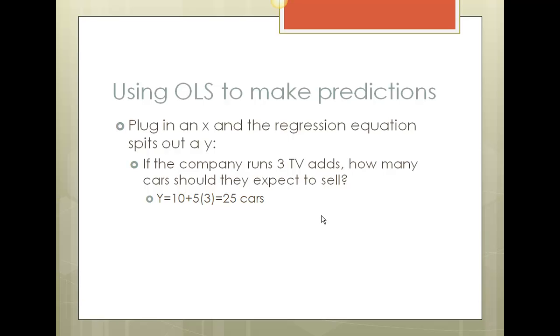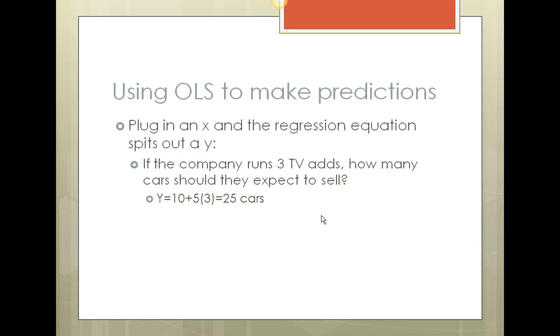Okay. Using OLS to make predictions. So what we just did, when we ran that regression and used X to predict Y, is called OLS, or ordinary least squares. It's called that because you are minimizing the sum of squared errors. So least for minimize and then squared errors. Okay, so you would plug an x into the regression equation and it spits out a y. So you would use this to make individual predictions.